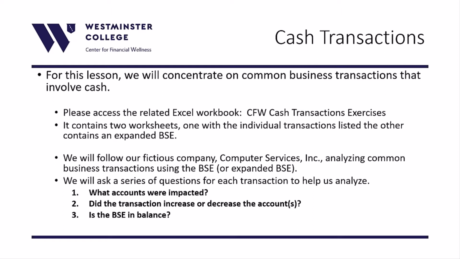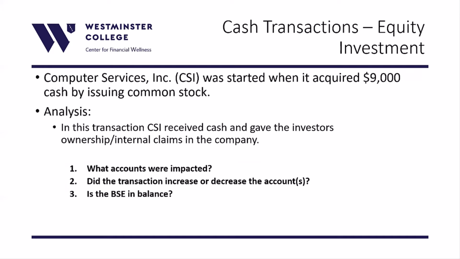We'll then determine whether each account has increased or decreased. And we're going to enter the amounts in the appropriate accounts, denoting decreases as negative. Finally, we'll review the balance sheet equation to ensure that the transaction has kept the balance sheet in balance. Assets equals claims. So let's do it.